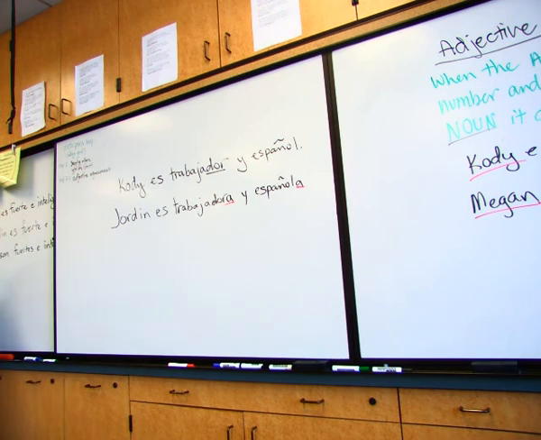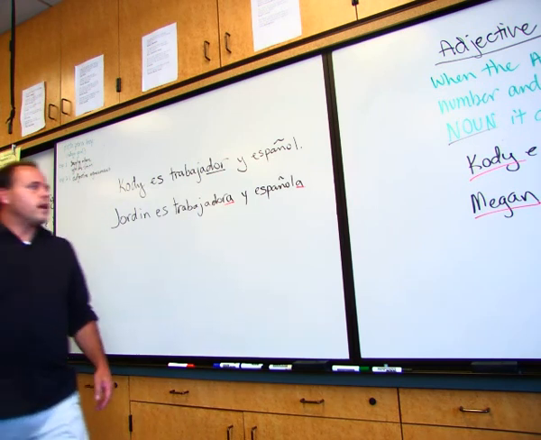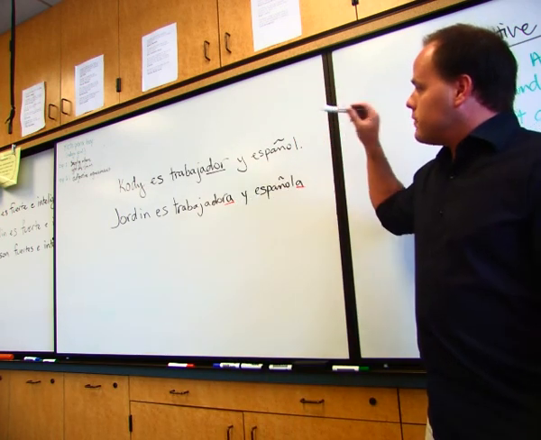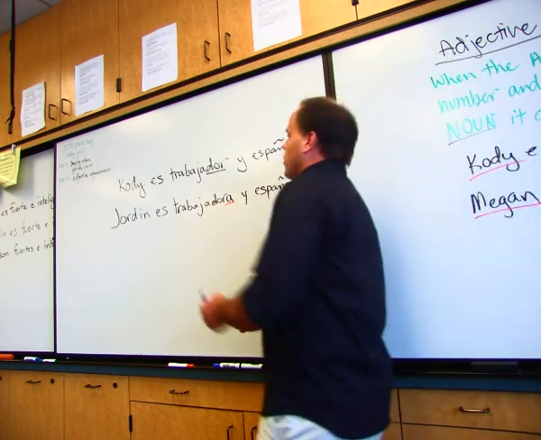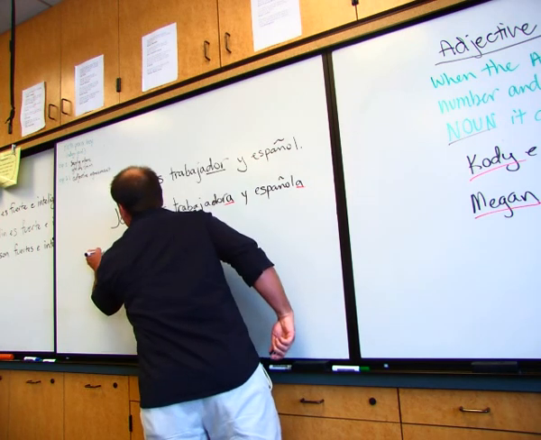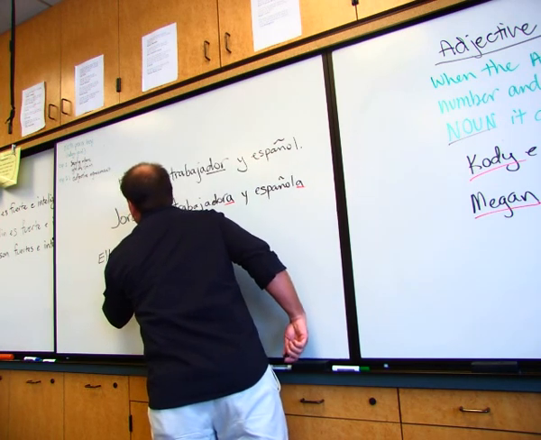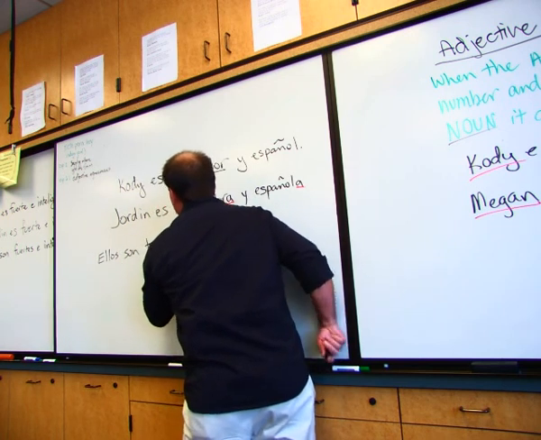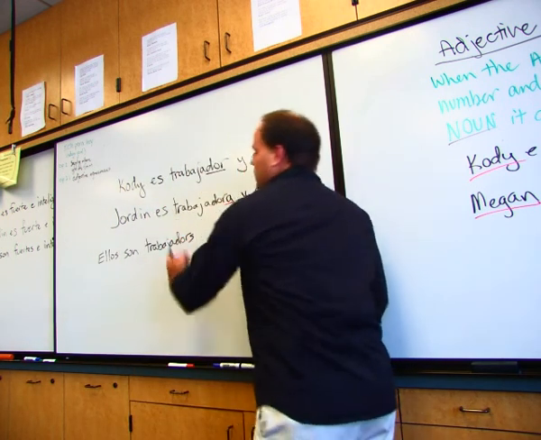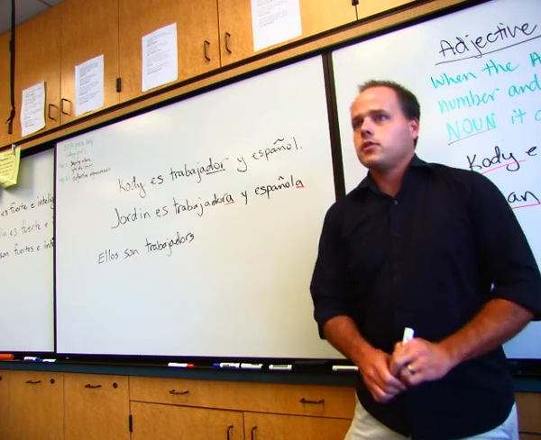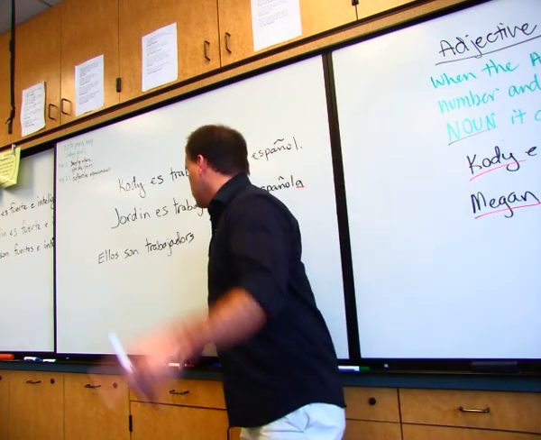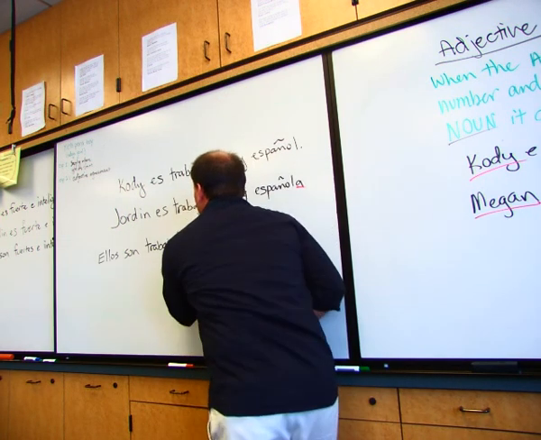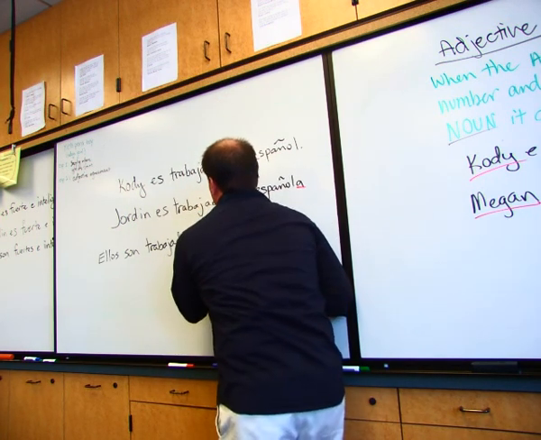Any questions on these? Now remember, what if the adjective does not end in a vowel and we want to make it plural? What if we want to say ellos son? What do we do? Do we say trabajadors? No, because that's English grammar. This is not English. What do we add? I heard it. We add ES. Okay?